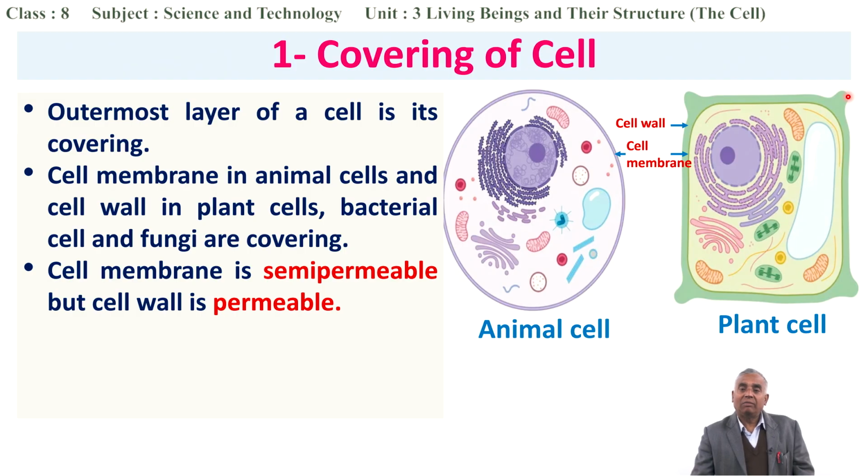Cell wall is made of non-living structure, cellulose. Cellulose, that is non-living structure. Function of cell membrane, you can say: cell membrane controls the passage of substances in and out of the cell. And cell wall protects the cell from external injury. It protects the cell and provides a fixed shape.